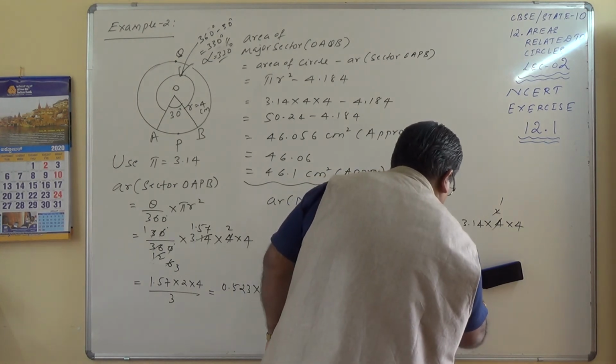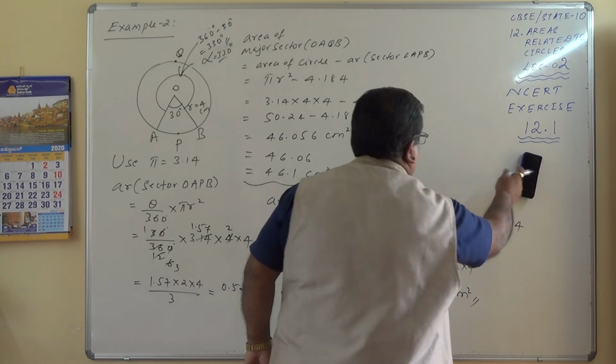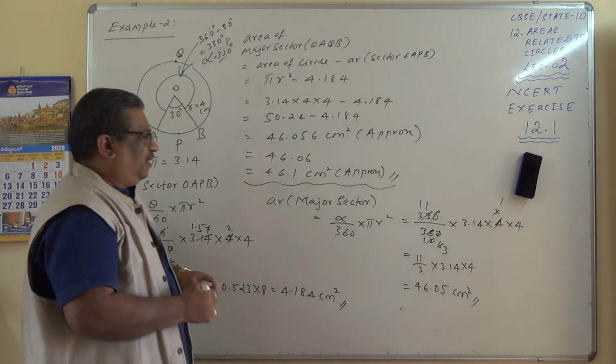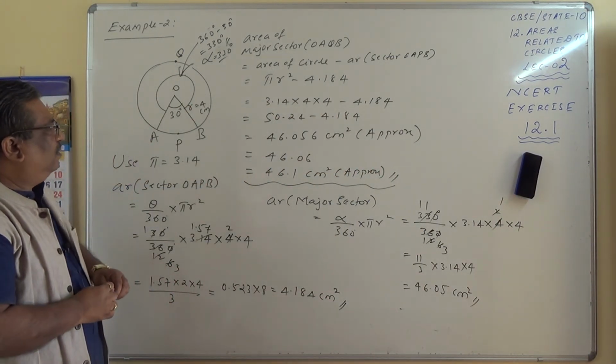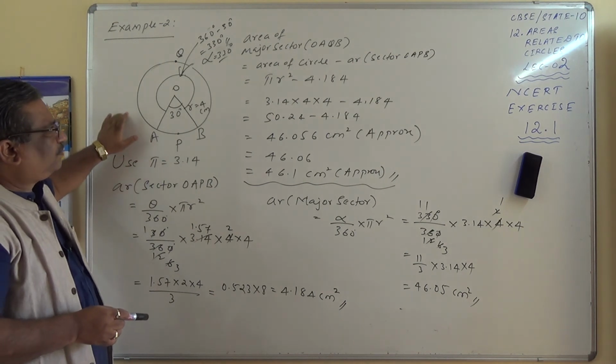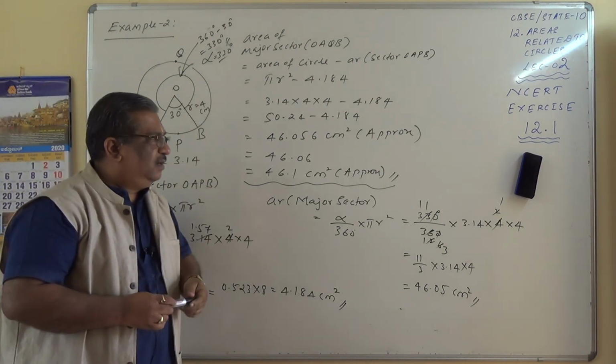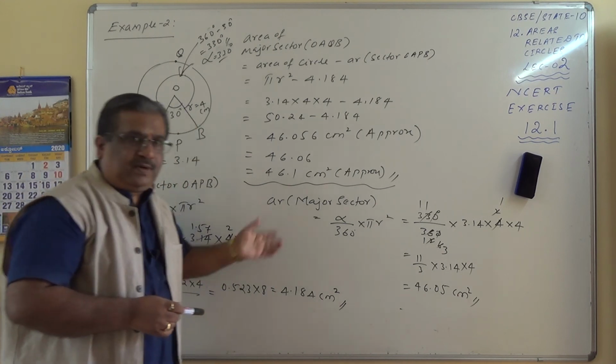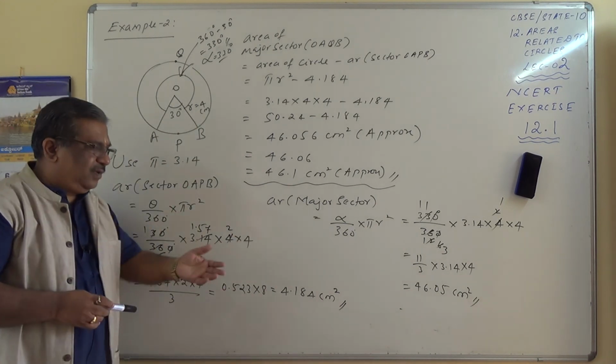46.05 square centimeter. You can work it out yourself also, you will get the same thing. So this is how you can solve it. And next sum, make a note of this one first, and then we'll go to the next sum.